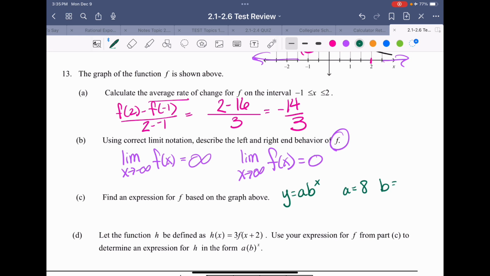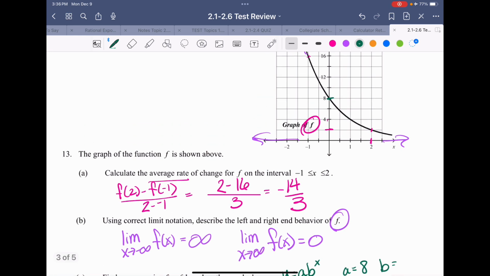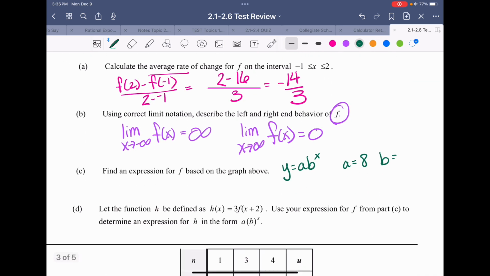B is your common ratio. So if I do here at 0, I'm at 8, and at 1, I'm at 4. So if I do 4 over 8, that gives me 1/2. Then I can just write my equation. f of x is equal to 8 times 1/2 to the x power.